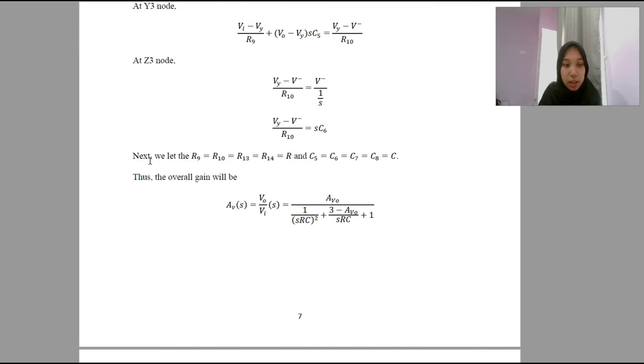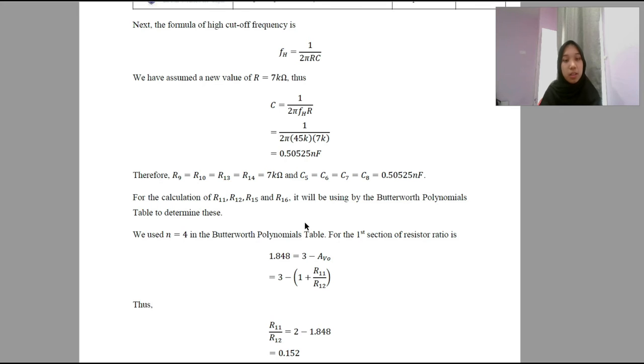Then next, we let R9 equals R10, R13, and R14 equals R, and C5, C6, C7, and C8 equal C. So the overall gain will be this formula. The formula for the high cutoff frequency is here. Thus, we have assumed a new value of R equals 7 kilo ohm. So C will be 0.5025 nanofarad.